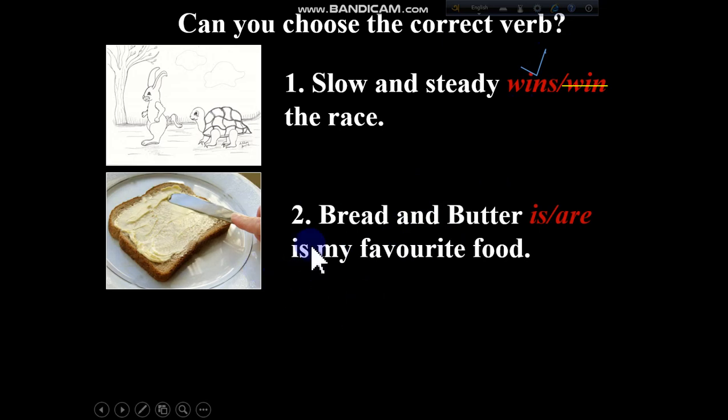Here you can see another example. Bread and butter is my favorite food or are my favorite food. Here the answer should be is because bread and butter is a common phrase to British people or foreign people. They do not eat only bread, they also eat bread with butter. That's why this is third person singular number and you have to use is.